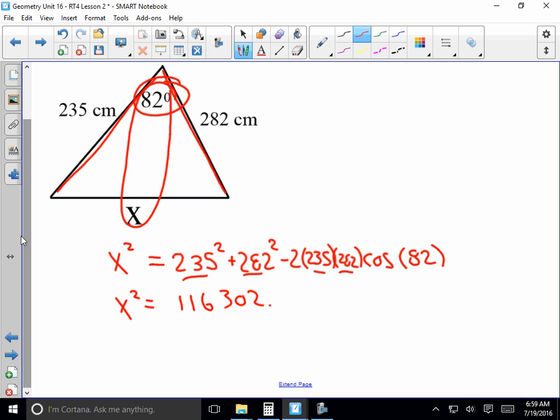116,302.99. So I'll just run it out here to 3 decimal places so I don't have to change that value. And then to get x by itself, we square root that answer and we get 341.0. And our units are centimeters.